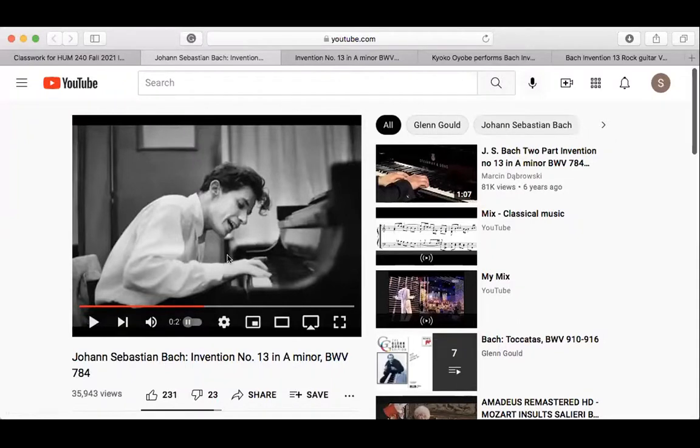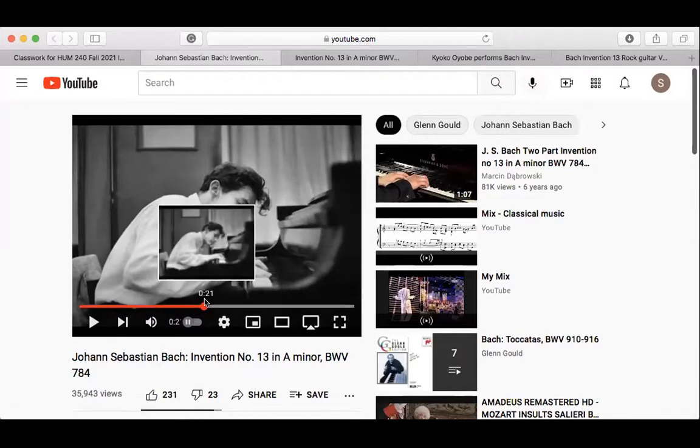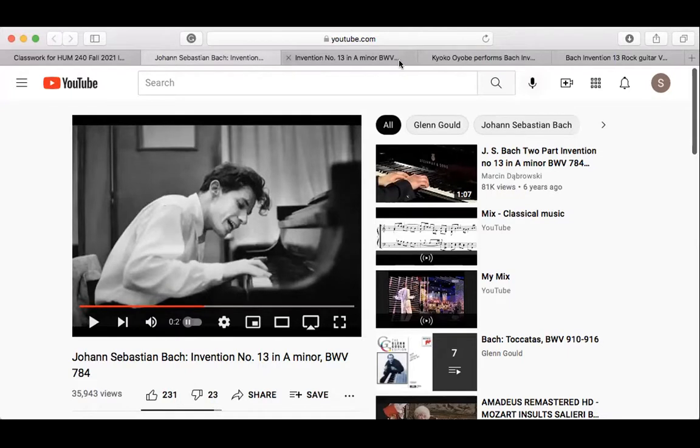This is Glenn Gould playing the Invention number 13 in A minor. I won't play it here only because I don't want a copyright claim, but it's really just a recording. It's not much of a video. But you get to hear a true master of Baroque playing, and a true personality, a true virtuoso of the piano, Glenn Gould. So I'd encourage you to listen to that.